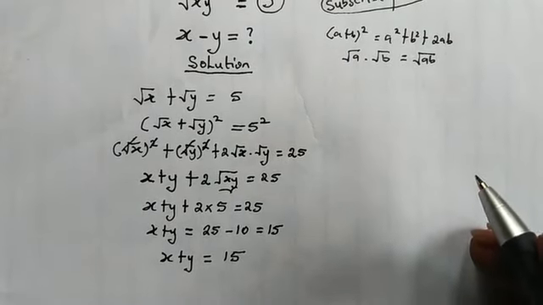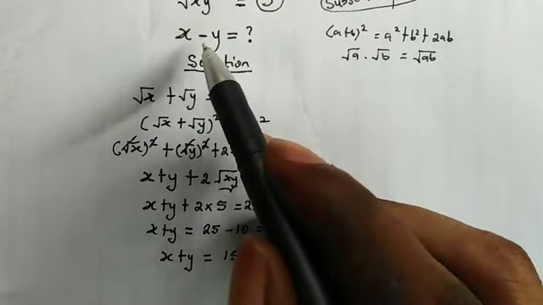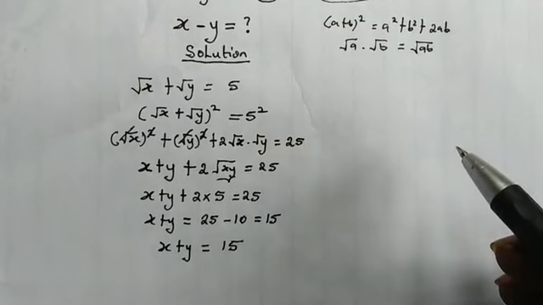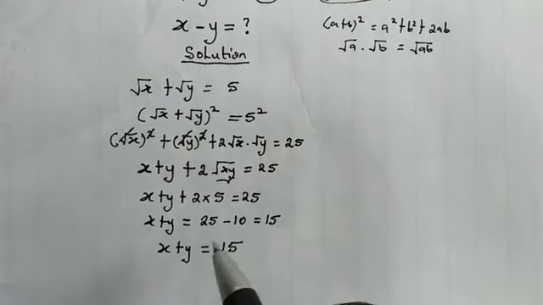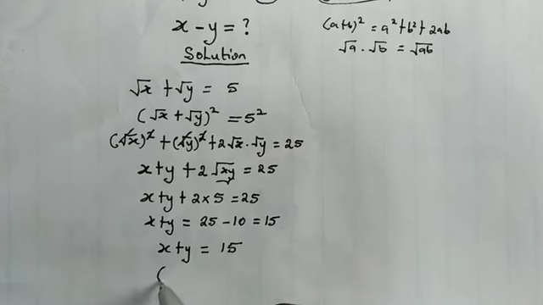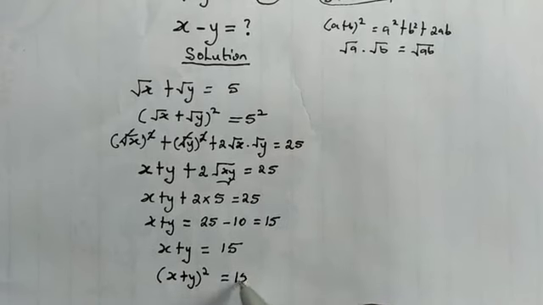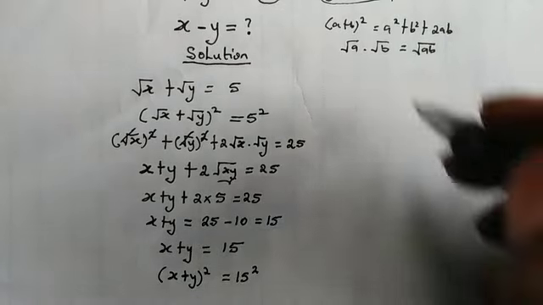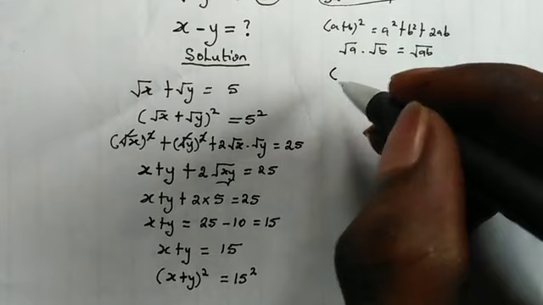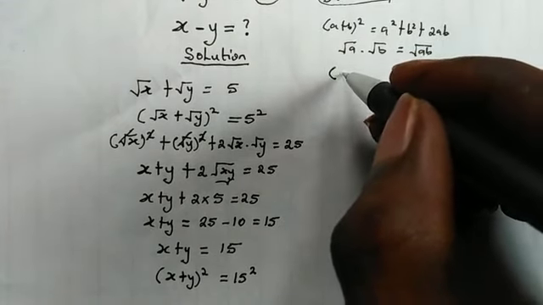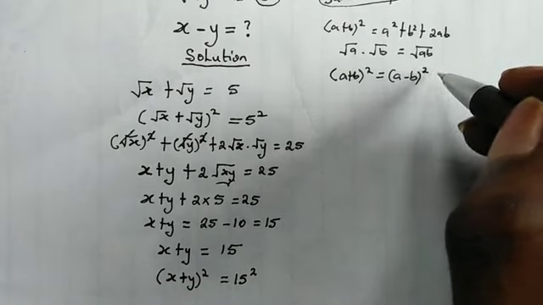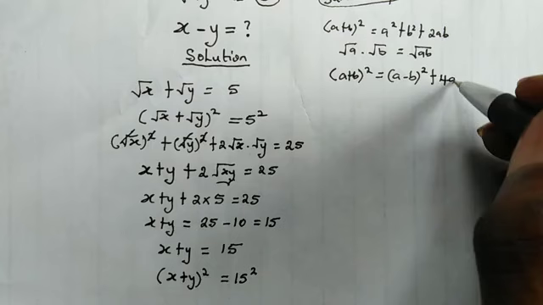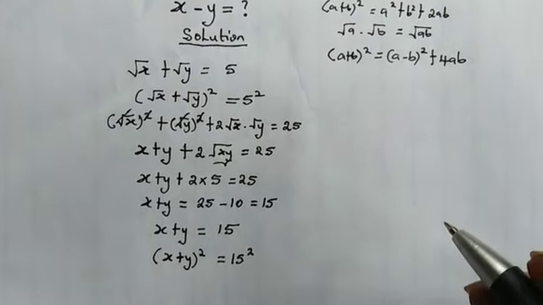But we're not done with the problem. The problem actually asks us to evaluate x minus y, but from here we have x plus y. So I'm going to square both sides again. Here we have (x plus y) squared equal to 15 squared. From the left, I'm going to use this interesting property: (a plus b) squared is equal to (a minus b) squared plus 4 times a times b. I'm going to make use of that property from the left.